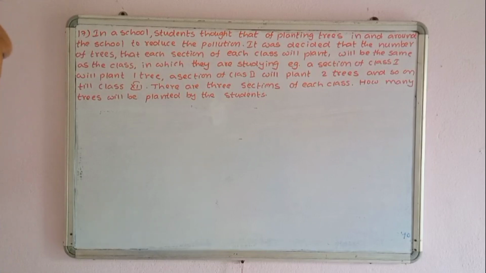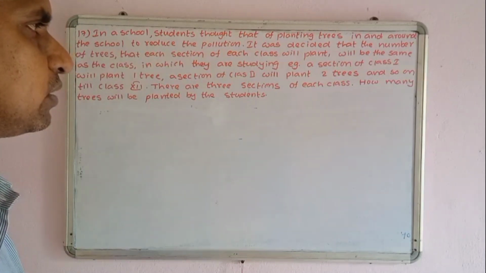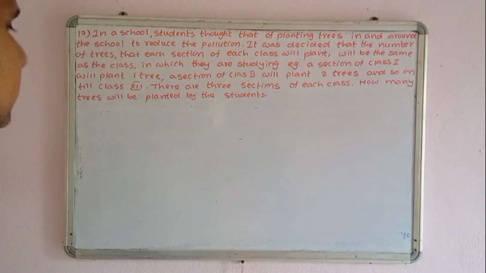Example, a section of class 1 will plant 1 tree, a section of class 2 will plant 2 trees, and so on till class 12. There are 3 sections of each class. How many trees will be planted by the students?